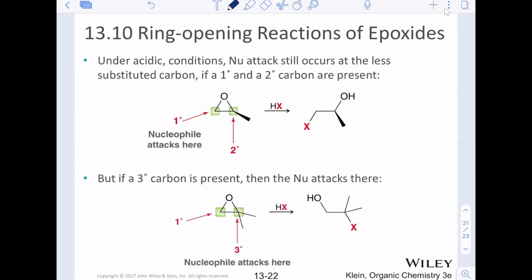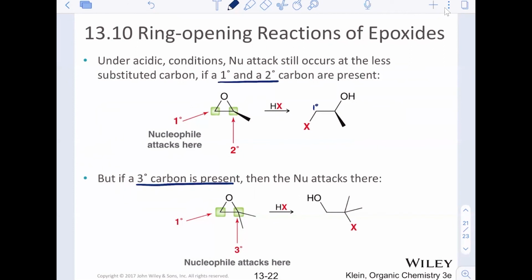Now, here's the stereo and here is the regioselectivity. Under acidic conditions, the nucleophile attack still occurs at the less substituted carbon only if you are debating between a primary and a secondary carbon. Steric effects take place. So the X would appear on the less substituted, the primary over the secondary. But if we see a tertiary carbon present, that is when sterics are too high, but the carbocation influence takes over here.